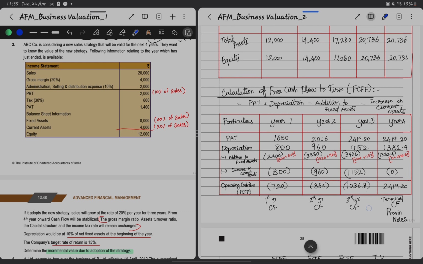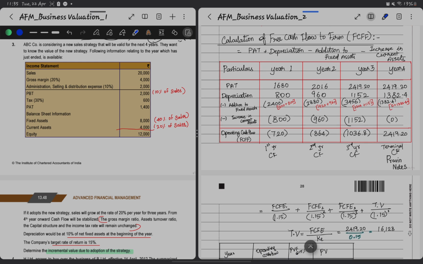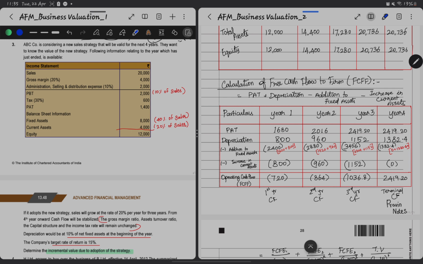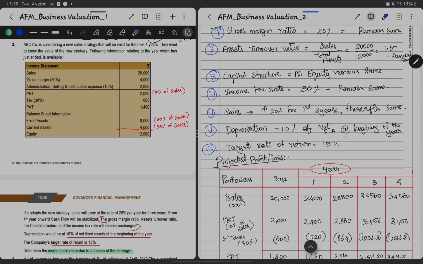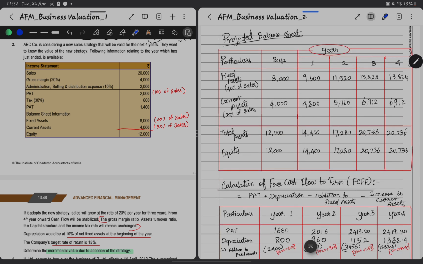Now I will compare it with whatever the new strategy gives me, right? So in the first year, for that we need the free cash flow to firm, which will give us the accurate measure of how much operating cash flow is flowing into the business, because operating cash flow helps me in deciding the value of business when we are going for any investment purpose. So for operating cash flow, which is free cash flow to firm, we have the PAT, and then depreciation, they have given the hint that it is 10% of net assets at beginning of the year. And beginning of the year we know base will be the beginning, right?